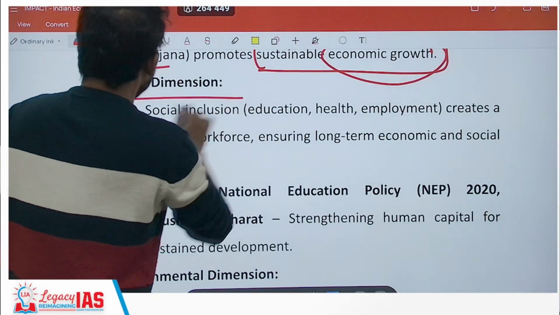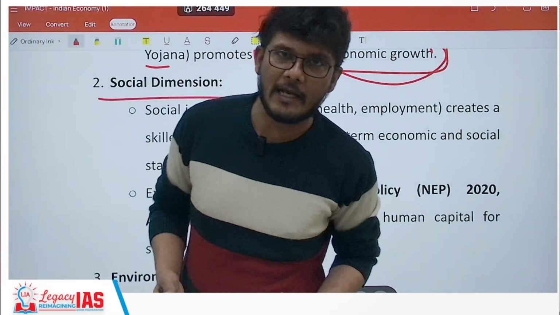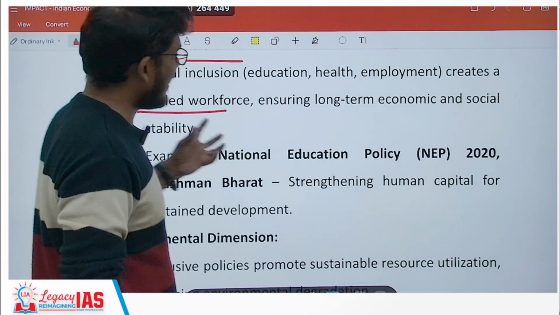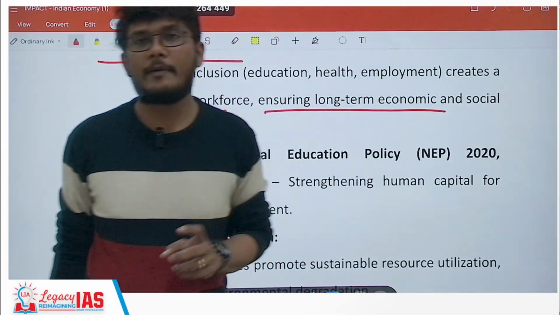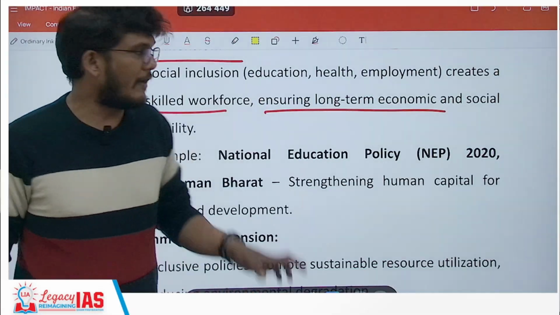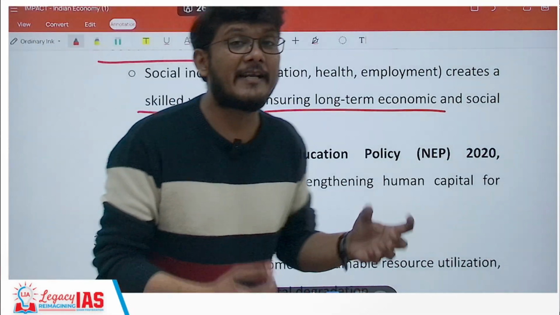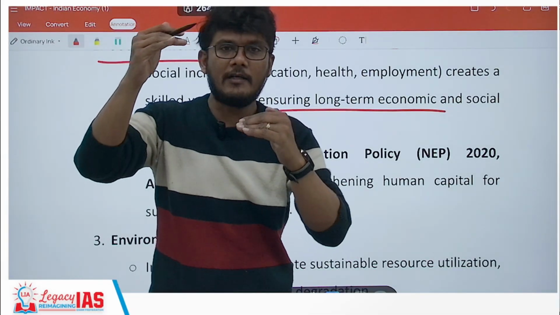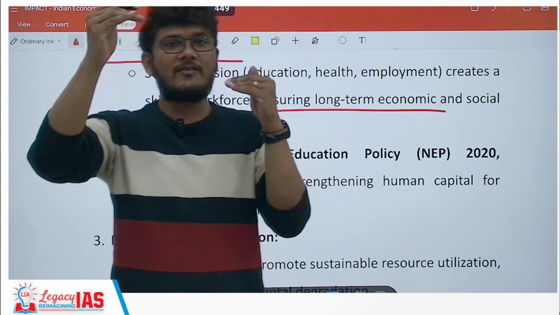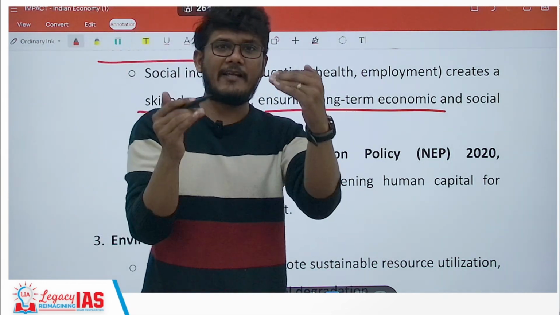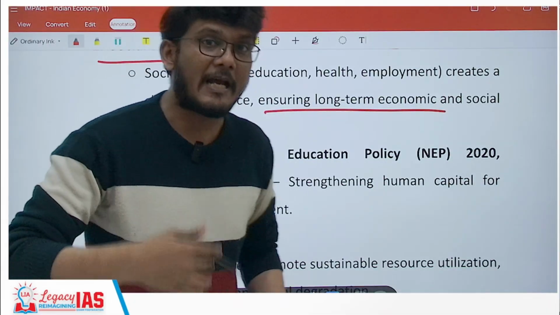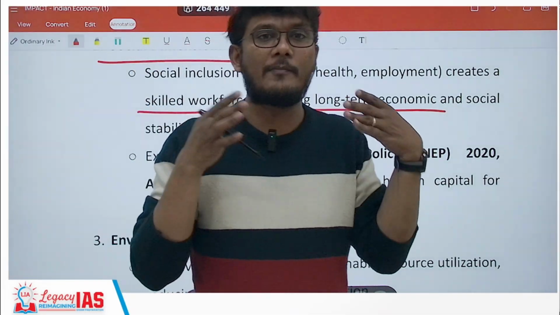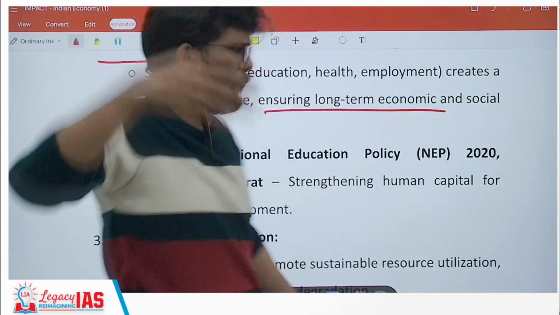Second is, of course, the social dimension. In the social dimension, education and skill development will come. Skilled labor will again ensure long-term economic and social stability. When you're talking about skill, you can mention that India is facing structural unemployment. That means there is a mismatch between the skill that the economy requires and the skill that the economy actually has. So that can be bridged. When it is bridged, it will lead to long-term sustainable economic growth, because once employment increases, it generates revenue for the foreseeable future.